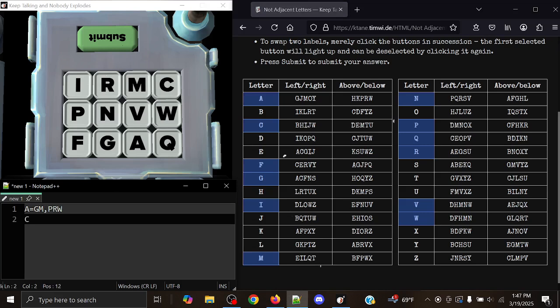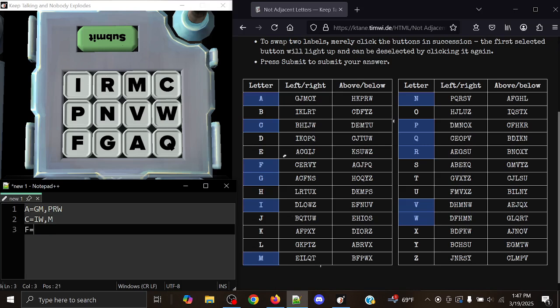So next up, we've got Charlie. Charlie is adjacent to Bravo, Hotel, India, Juliet, and Whiskey. And then for the above and below, Delta, Echo, Mike, Tango, and Uniform. Okay? Next up is Foxtrot. We have Charlie, Echo, Romeo, Victor, and there's no Yankee.